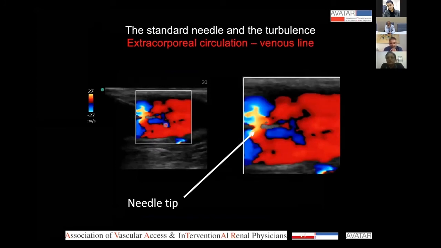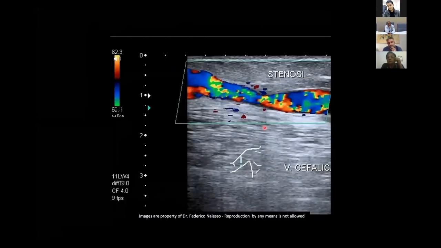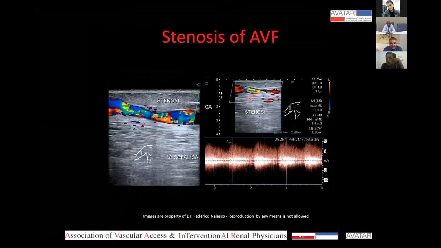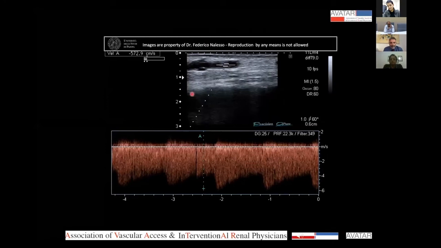Another interesting application of ultrasound is the possibility of identifying the turbulence caused by the malpositioning of the needle, as seen in this slide. In this slide, the stenosis is identified by the aliasing artifact, which indicates acceleration of the blood flow in a precise point of the vascular access, as you can see in this point. By the use of Doppler, it is possible to quantify the systolic peak velocity and provide a quantitative parameter that can describe the stenosis. As you can see in this slide, the peak systolic velocity can reach the value of 5 meters per second. That is very indicative of stenosis.